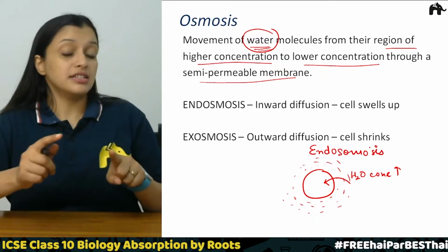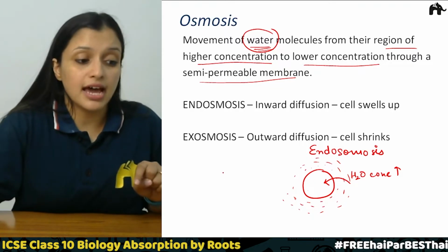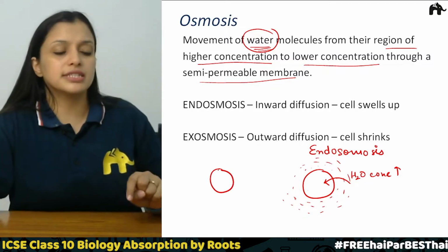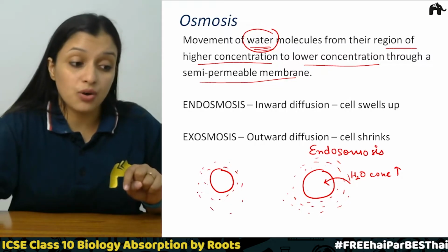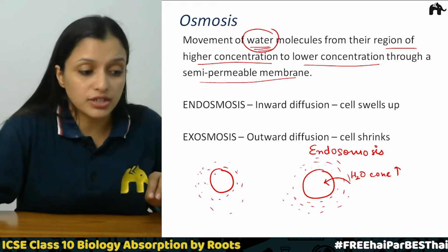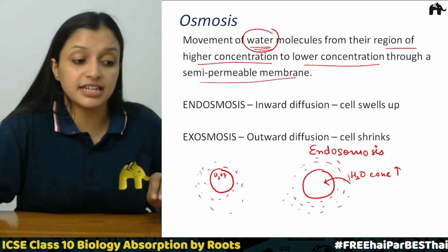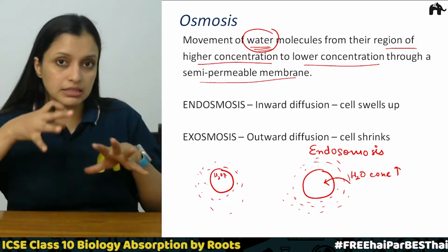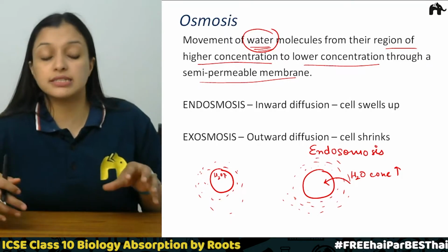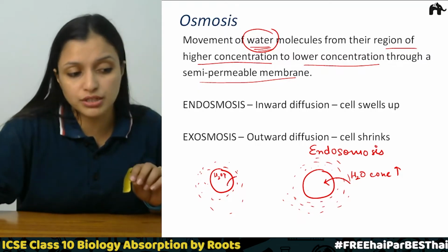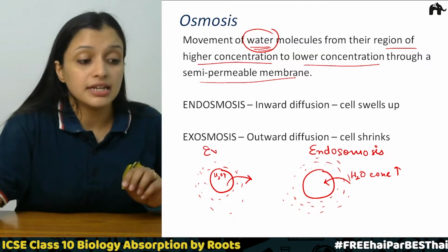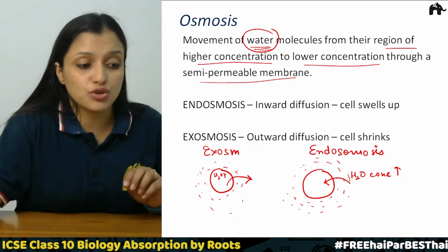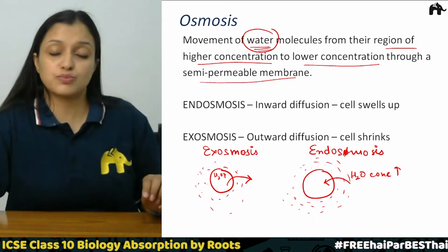Now there is another condition, right? So this was the cell. Now we'll take another condition. Now this is the cell. Again, this will be the surrounding medium. And now in this case, the water concentration is higher in the cell than outside the cell. So in this case, water molecules will move out of the cell into the surrounding medium, and this is called exosmosis, right? So what do we call it? We call it exosmosis.